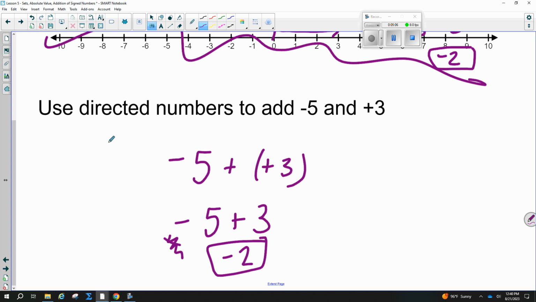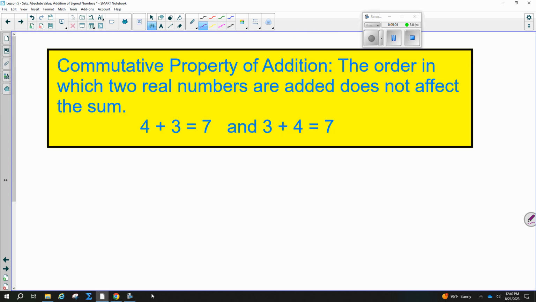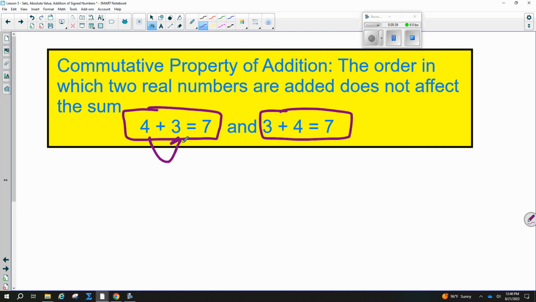All right, the commutative property of addition. I would write this down. Sometimes they ask this on the test. Like, what property is this? Okay, so we have commutative property. The order in which two real numbers are added does not affect the sum. I don't know if you need to write all of that down or if you just want to show the example. Okay, you could either write the sentence or you could show the example. Basically, all we're saying is that 4 plus 3 is the same as 3 plus 4. So it does not matter the order in which we add. We're going to get the same answer. You can add in any order.